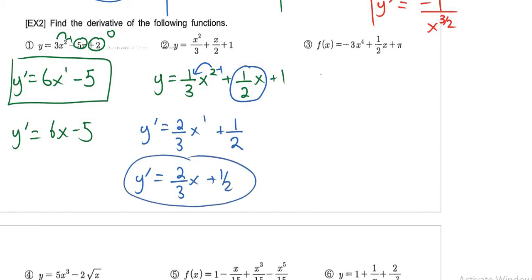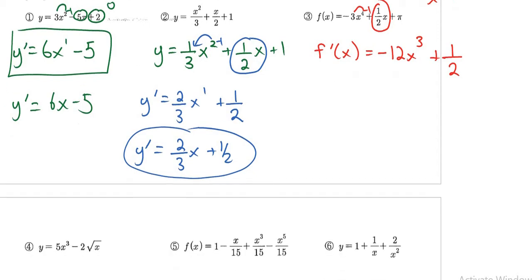And for part 3 here, we can go right into the derivative, f prime of x. Okay, so then the 4 would multiply with the -3, giving you a -12x, and then you subtract 1 in the power, and that will be x to the power 3 plus. Well, if you have a coefficient multiplying onto a variable, then the derivative of that is just the coefficient, which is 1/2. So that's your final answer there, -12x cubed plus 1/2.